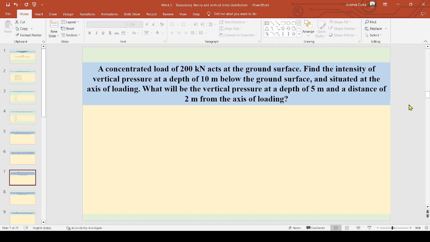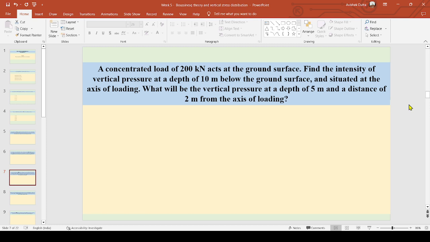A concentrated load of 200 kilonewton acts at the ground surface. Find the intensity of vertical pressure at a depth of 10 meters below the ground surface and situated at the axis of loading. What will be the vertical pressure at a depth of 5 meters and at a distance of 2 meters from the axis of loading?